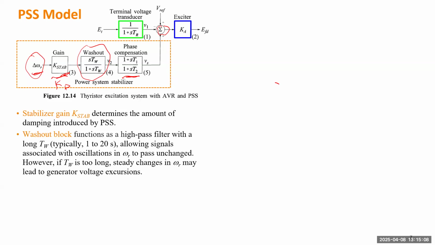Typically this washout block will have a time constant, maybe 1 to 20 seconds. So 1 second means it will keep all the oscillation above about 1 Hertz, right? 20 seconds means it will keep oscillation above 0.05 hertz. Anything above 0.05 hertz can go through this channel.